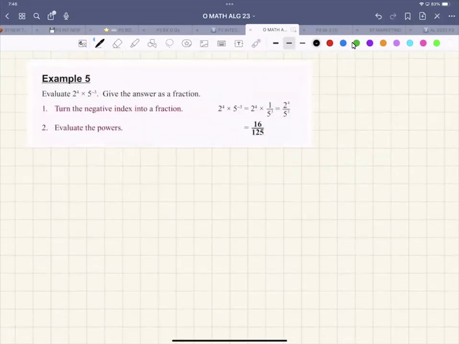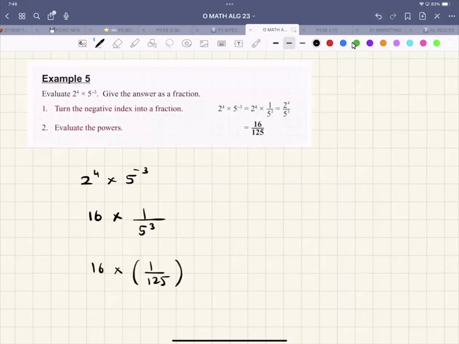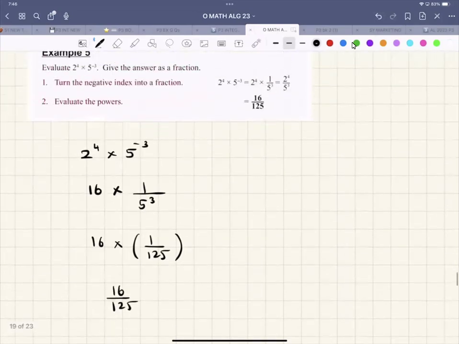Something like this. Evaluate. Give your answer as a fraction. You just have to do it separately. So 2 power 4 into 5 power negative 3. That is, 2 power 4 is 16. 5 power negative 3 is 1 over 5 cube, that is 16, and this is 1 over 125, that is 16 over 125.